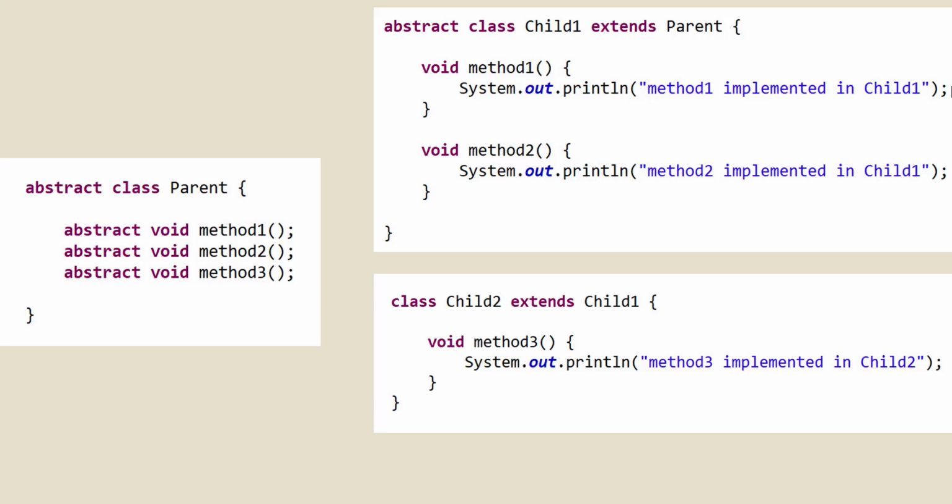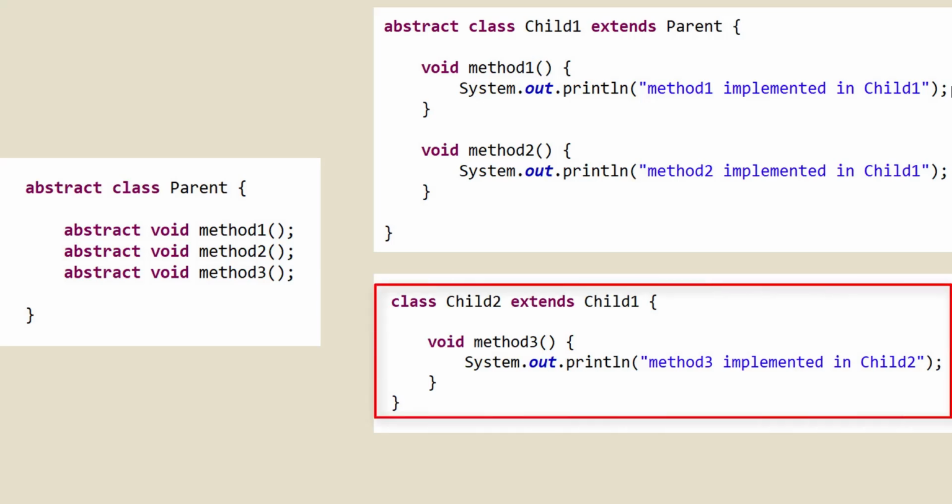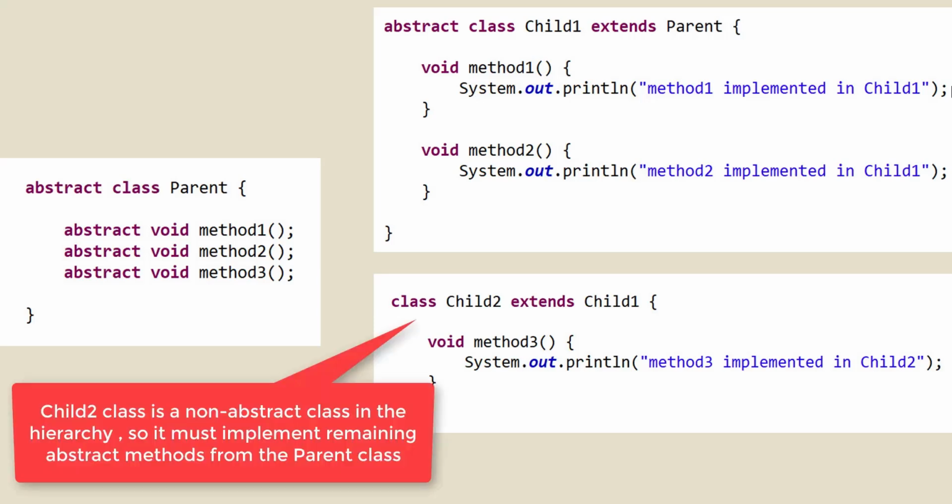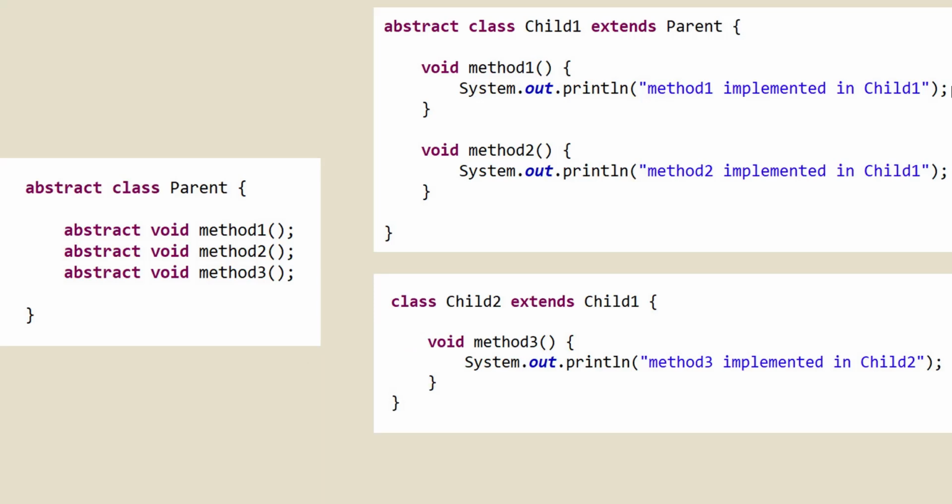For example, here class child2 extends child1. Child2 is the subclass of child1. So child2 must implement method 3, because child1 is already implementing two methods from the parent class, method 1 and method 2. Child2 must implement the unimplemented method, method 3, from the parent class.